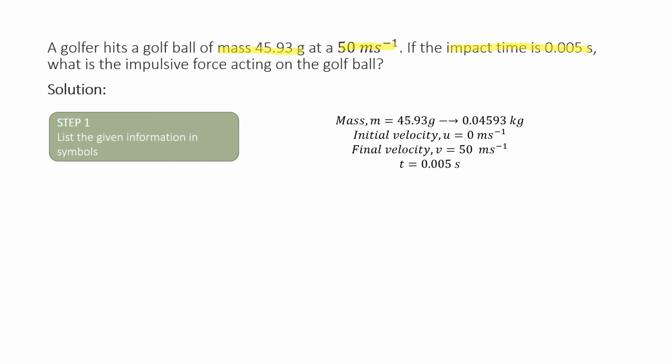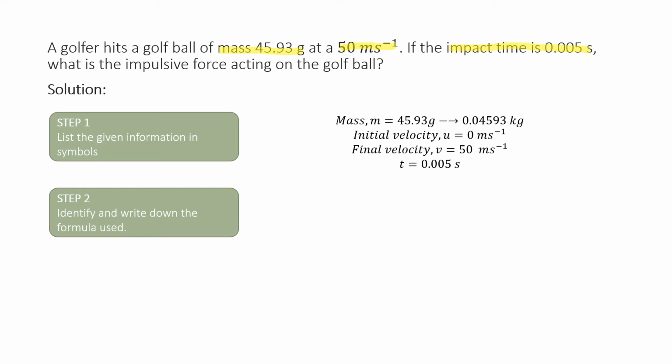Please remember to write your physical quantity in the SI unit. That is why we change the unit of gram to kilogram. The initial velocity u is 0 meter per second. The final velocity v is 50 meter per second, and the time of impact is 0.005 seconds.